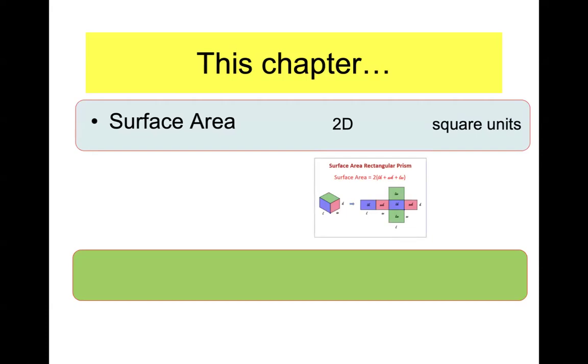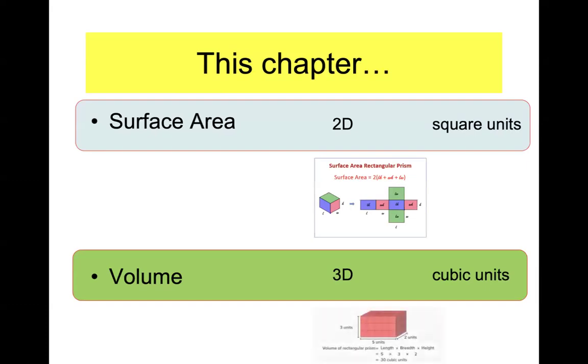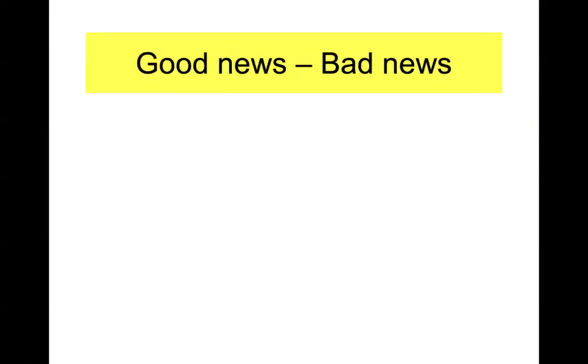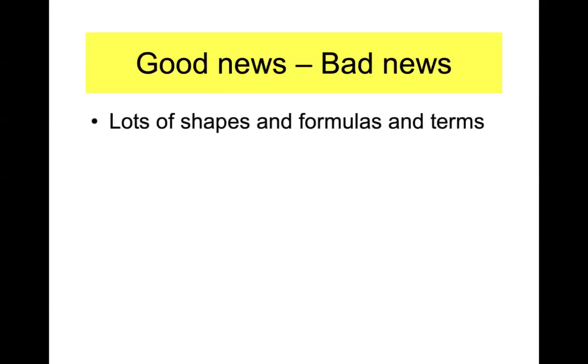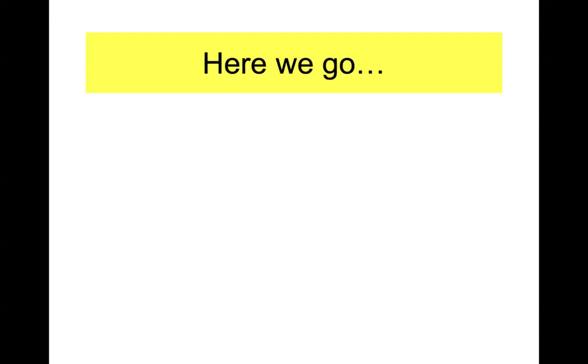That's your surface area. And then secondly, we'll be calculating volume. Volume is of the three-dimensional shape itself. And volume will be measured in cubic units. In other words, how many tiny little cubes can you fit inside the shape? It's good news, bad news. Good news, it's just formulas and you plug numbers in. The bad news is there's lots of them. All right. So good news, it is plug and chug, but there's lots of them.